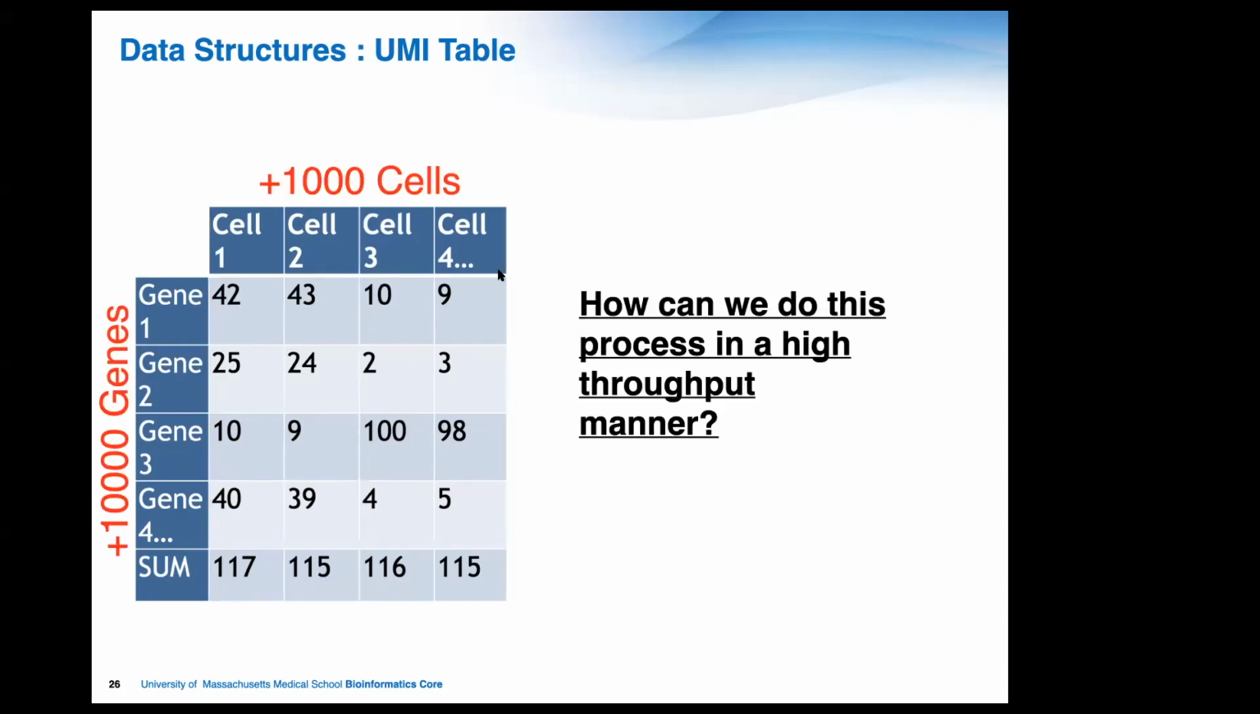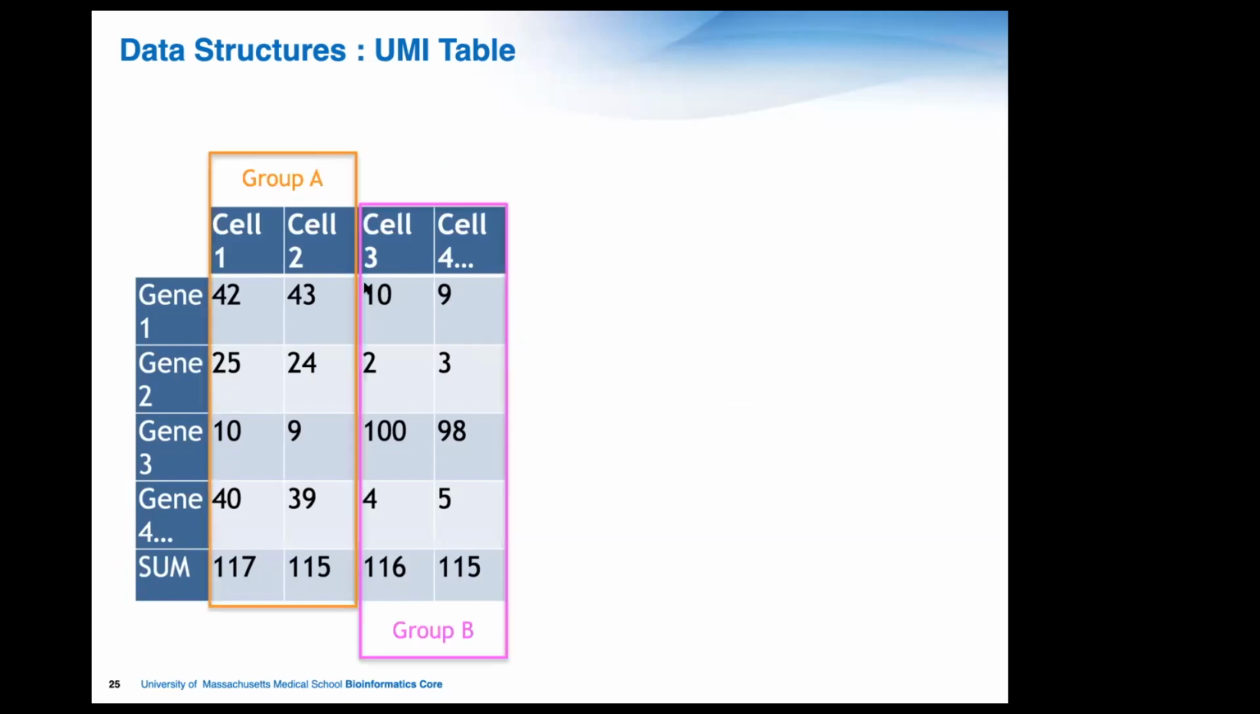So what we're after is a way to do this in a high throughput manner that doesn't require us to be making judgment calls, and instead allowing the data to tell us what cell types might be present here. And allowing the data to tell us what genes might be important for annotating these cell types.